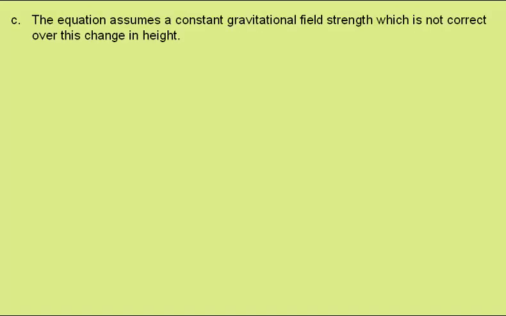In part C we need to explain why we can't use the equation change in potential energy equals mass times gravitational field strength times change in height when finding the changing gravitational potential energy of the satellite in moving between the orbits. Well, the equation assumes a constant gravitational field strength, which is not correct over this huge change in height.